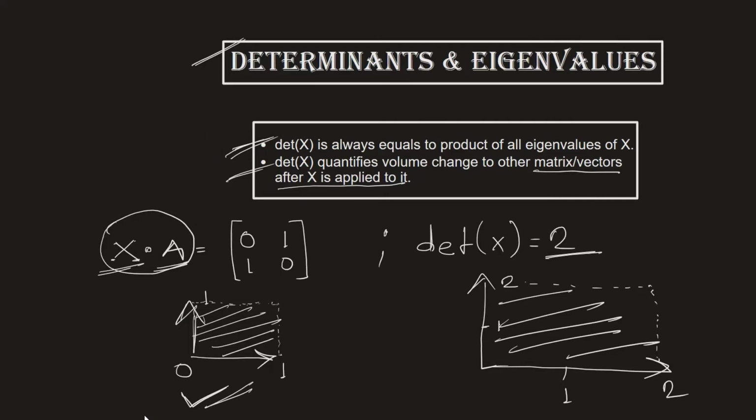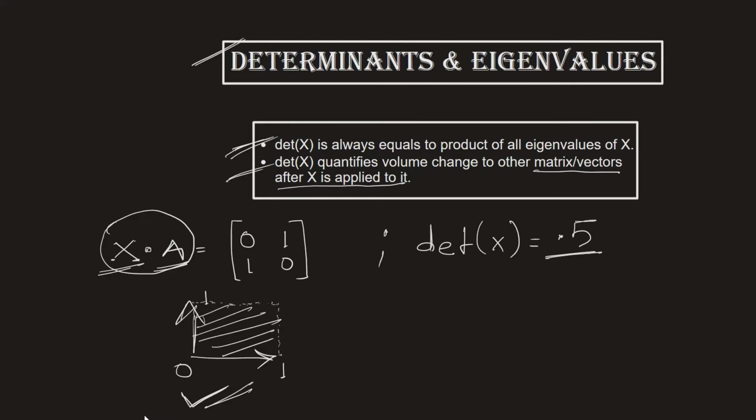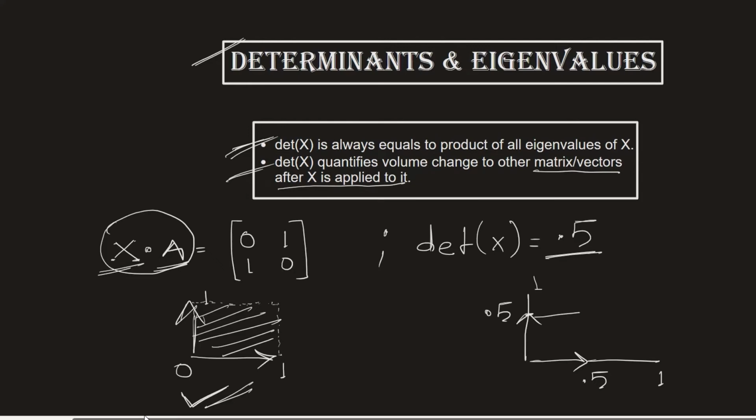However, let's say that the determinant of this matrix X is not 2 but it is 0.5. Then it means that the area covered by the matrix A will now be reduced to half of the initial size. So this time this will be reduced to 0.5. So here let's say we keep it as 0.5 and this point is 1. And again towards y-axis this point is 1 and this is, let's say, 0.5. Then this will be the area represented by the matrix A after we have applied matrix X to it.